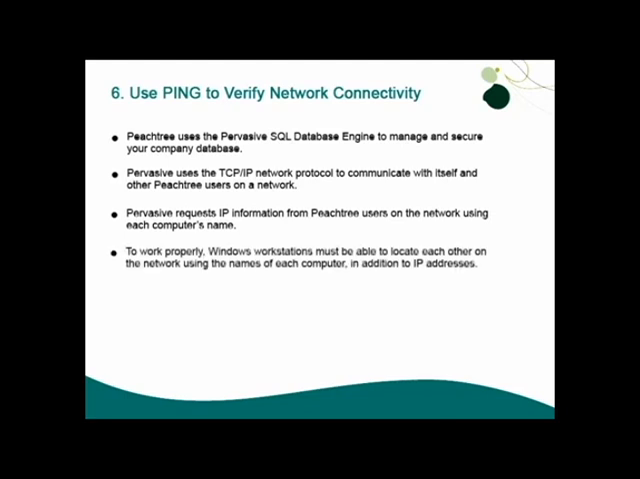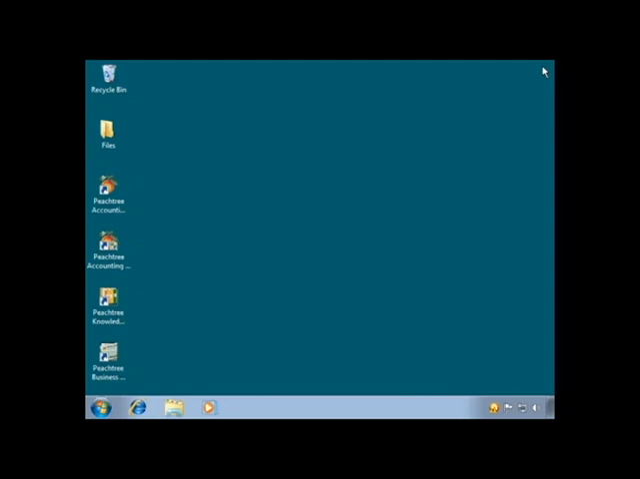data freely. For this to work properly, your Windows workstations must be able to locate each other on the network using the names of each computer in addition to IP addresses. With the Windows Ping utility, it's very easy to determine whether or not your workstation computer names are resolving to an IP address properly.